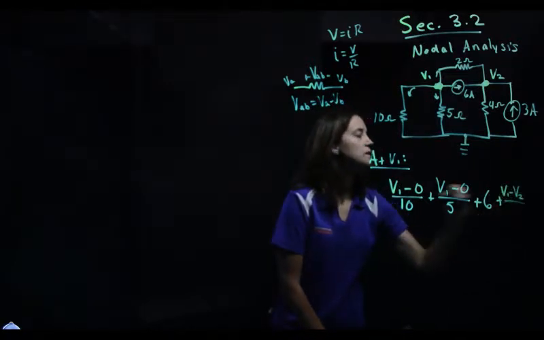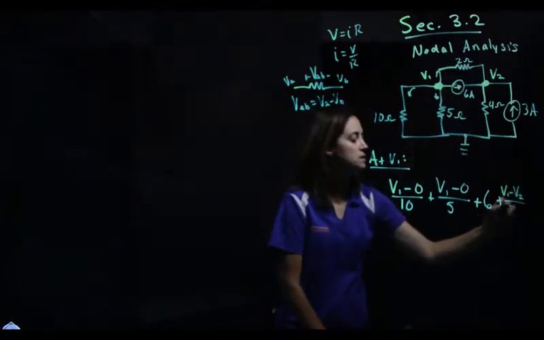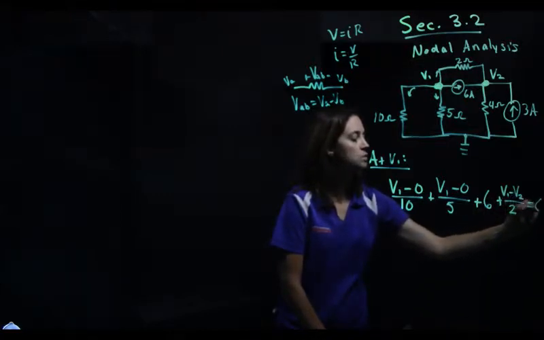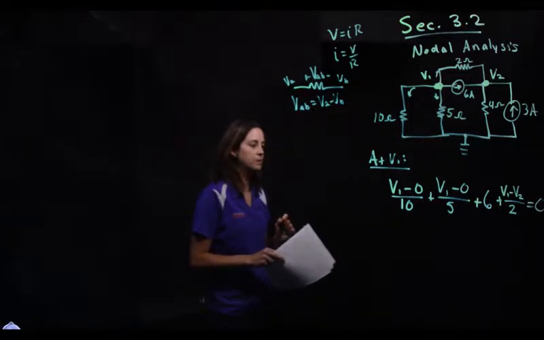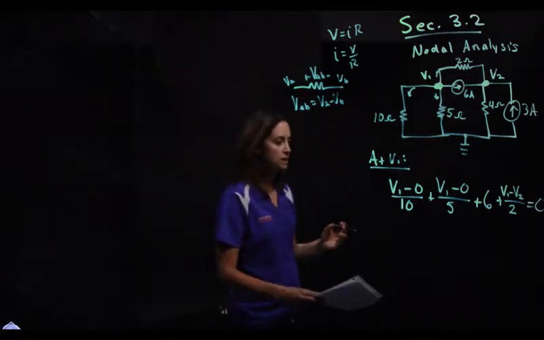I hope this fits on the screen. Divided by that resistor, 2. Set that all equal to 0. That might not be on the screen, but all we did was write equals 0. All right, so I'm going to reduce this equation down.